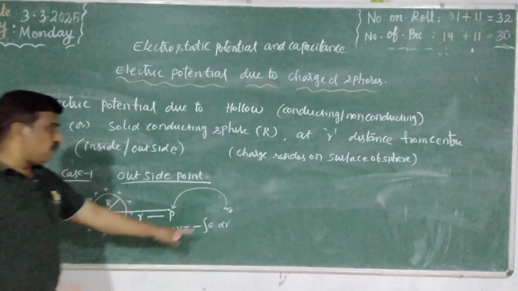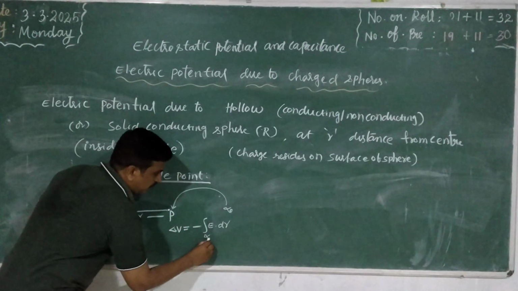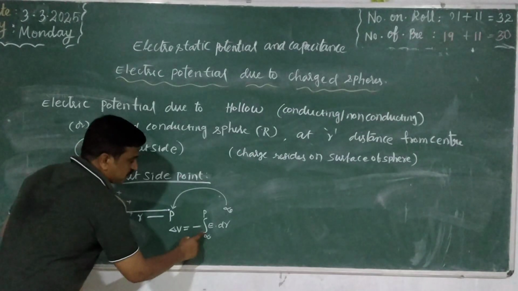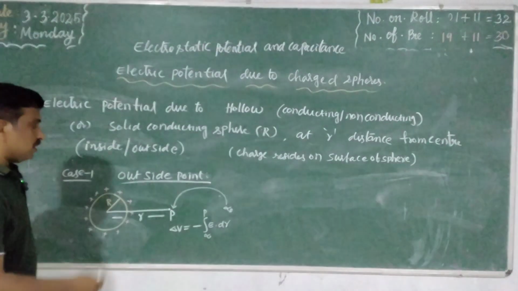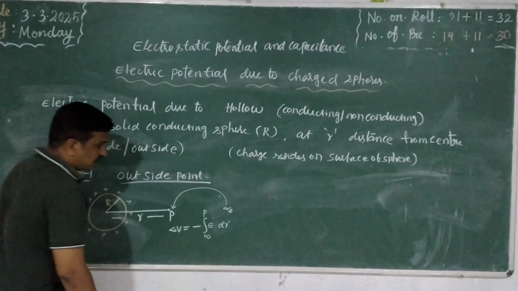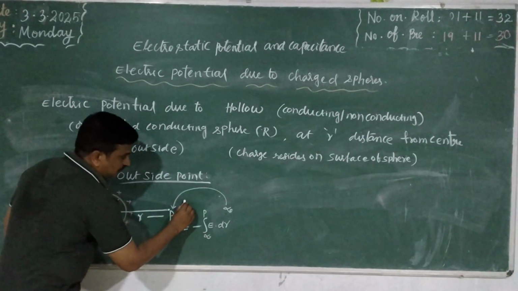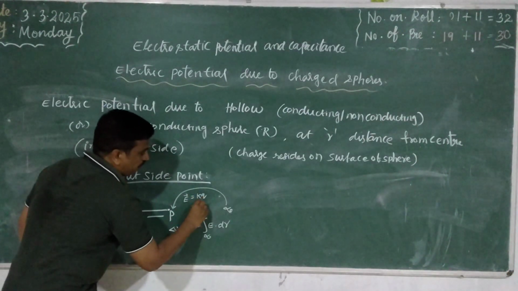Here, where to where is the charge moving? Infinity to P. The interval we can take is infinity to P, E dot dr. So delta V equal to minus integral from infinity to P of E dot dr. What is the electric field now at this point P? E equal to KQ by R square.